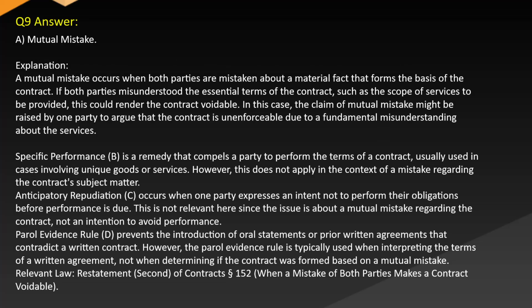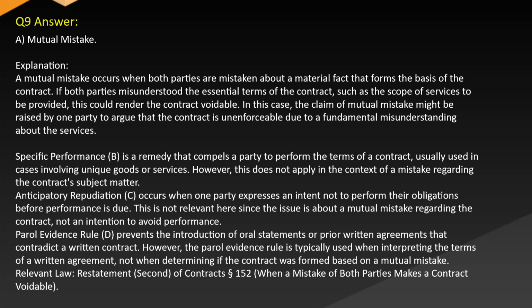Answer A. Mutual mistake. Explanation. A mutual mistake occurs when both parties are mistaken about a material fact that forms the basis of the contract. If both parties misunderstood the essential terms of the contract, such as the scope of services to be provided, this could render the contract voidable.